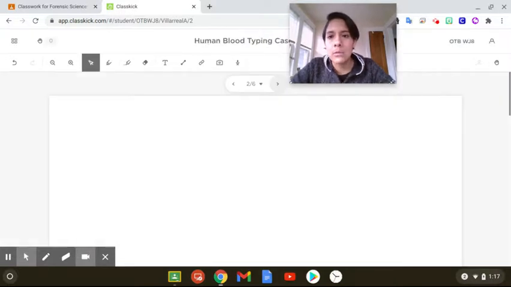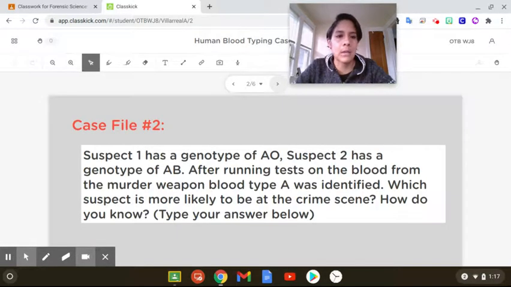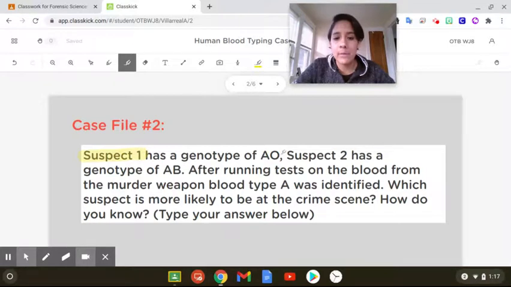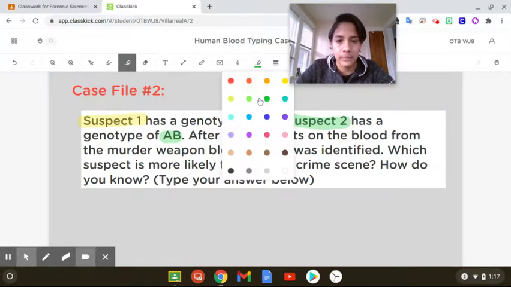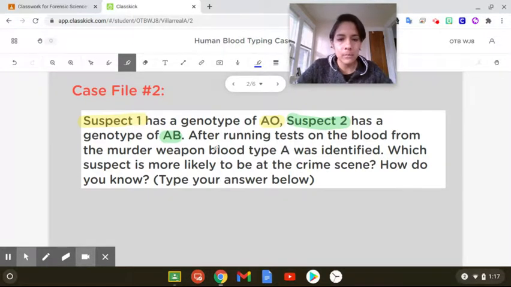Moving on to number 2, hitting that next arrow there, I'm going to read and highlight this next question and find the important information. Suspect 1 has a genotype, so they have an A and an O gene. Suspect 2 has a genotype of AB, so they have one A gene and one B gene. After running tests on the blood from the murder weapon, blood type A was identified. Which suspect is more likely to be at the crime scene? How do you know?